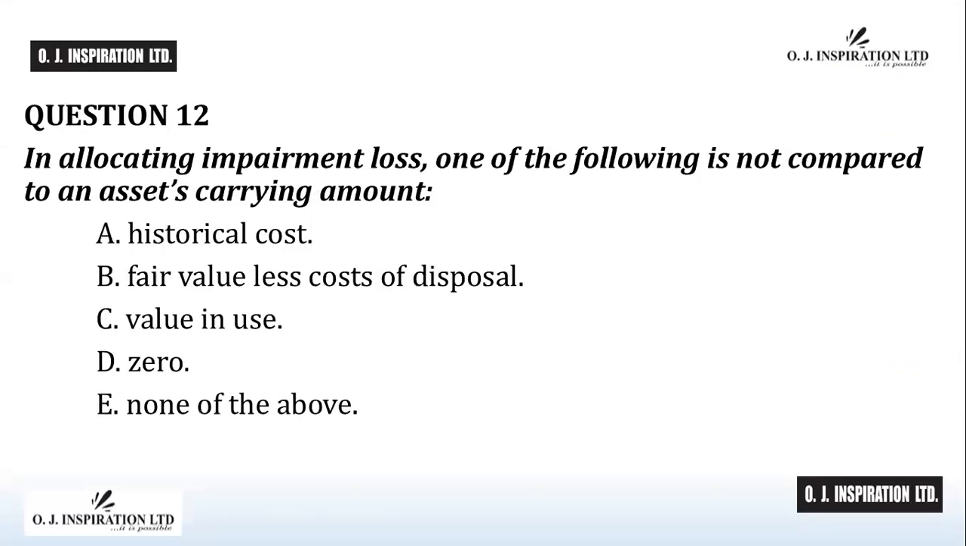Question number 12. In allocated impairment loss, one of the following is not compared to an asset's current amount. A. Historical cost. B. Fair value less cost of disposal. C. Value in use. D. Zero. E. None of the above. Time counts. 10 seconds gone. 20 seconds gone. Time up.